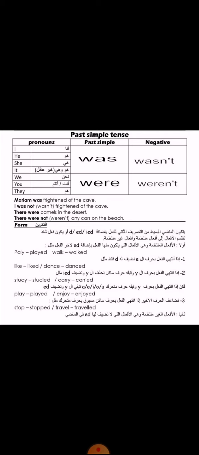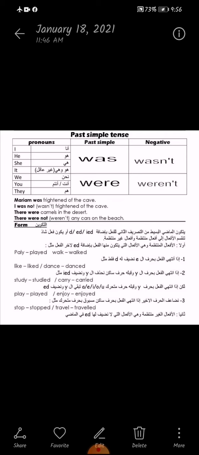Verbs that end with y and preceded by vowels, we add ed, such as play, played, enjoy, enjoyed. Verbs that end with consonant letters and preceded by vowels, we double the last letter and we add ed, such as stop, stopped, travel, traveled.